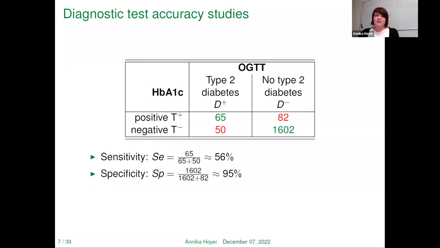And this example shows you that as a result from this study, the specificity of the HbA1c test is rather good with about 95%, but sensitivity is not that good as expected. So it's questionable if the HbA1c test is an appropriate screening test, for example. But the main takeaway message from this slide would be, if you have the contingency table available, the calculation of the measures of interest, sensitivity and specificity, can be done rather simply.